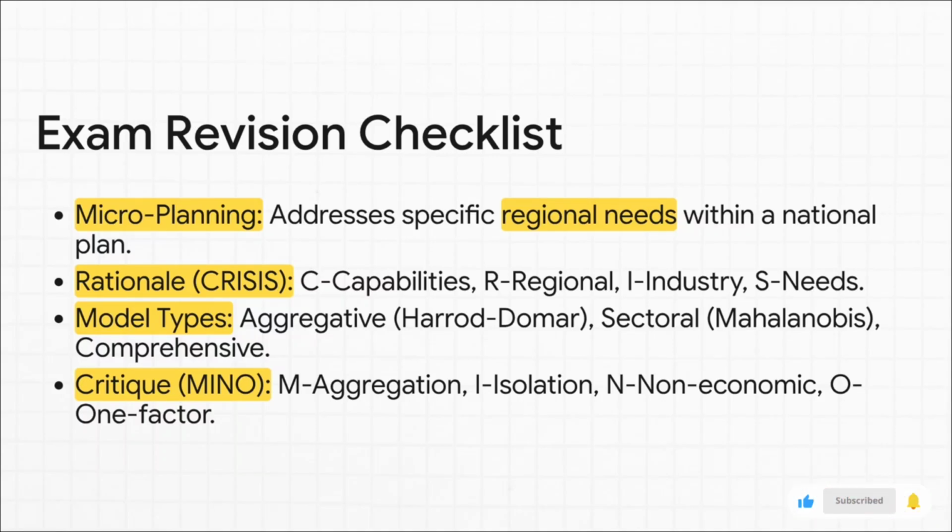First, the definition of micro-level planning. It's all about regional needs. Second, the 5 reasons why we do it. Just remember crisis. Third, the 3 main types of models: aggregative, sectoral, and comprehensive, with their key examples. And fourth, the 4 big criticisms of these models, and you'll remember those with MECE. Honestly, if you can explain these 4 points clearly, you are in fantastic shape for your exam.